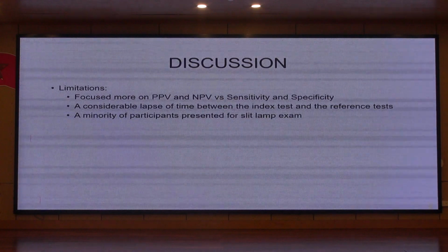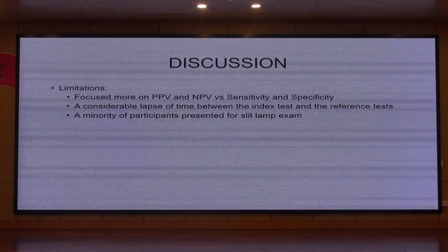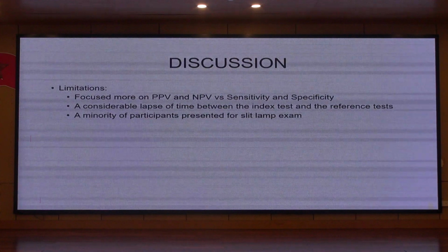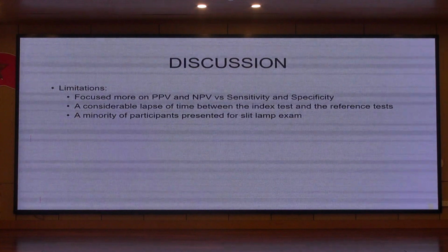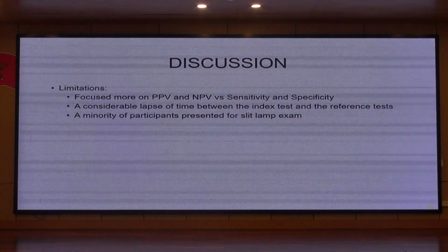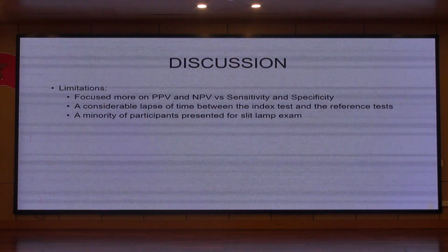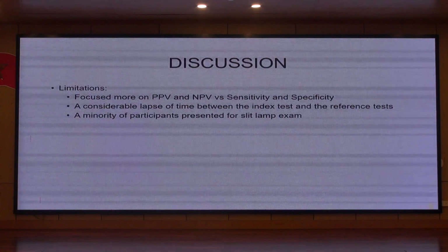Or vice versa, maybe they initially had a scar on the cornea, but then over time that scar heals and the patients recover, especially for participants with pneumokeratitis. However, in our stratified analysis, we didn't find any significant difference between patients with pneumokeratitis and patients who have opacity secondary to infections. And the last limitation is a point that I mentioned earlier, that only a minority of participants actually presented for the slit lamp exam, which can introduce bias to the findings.